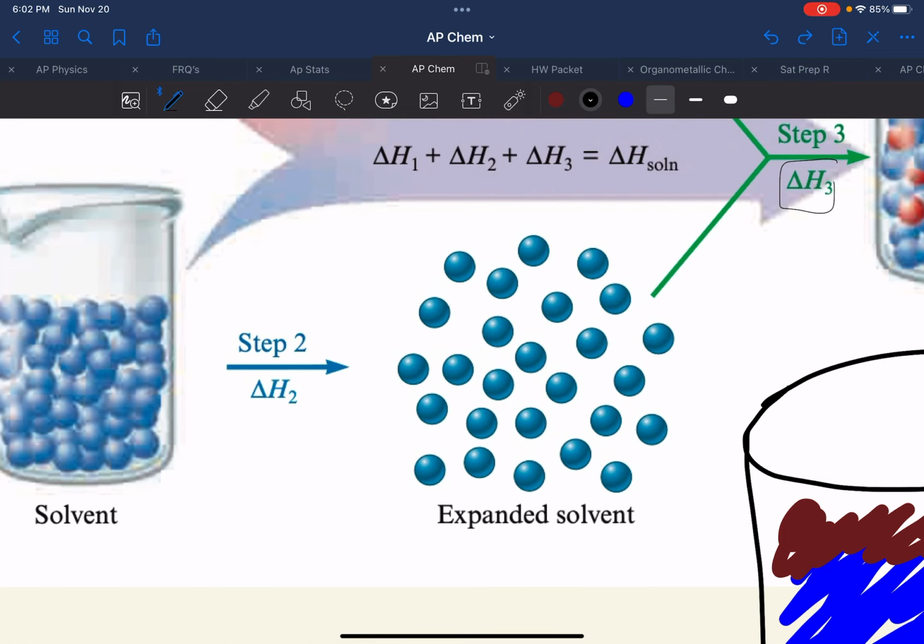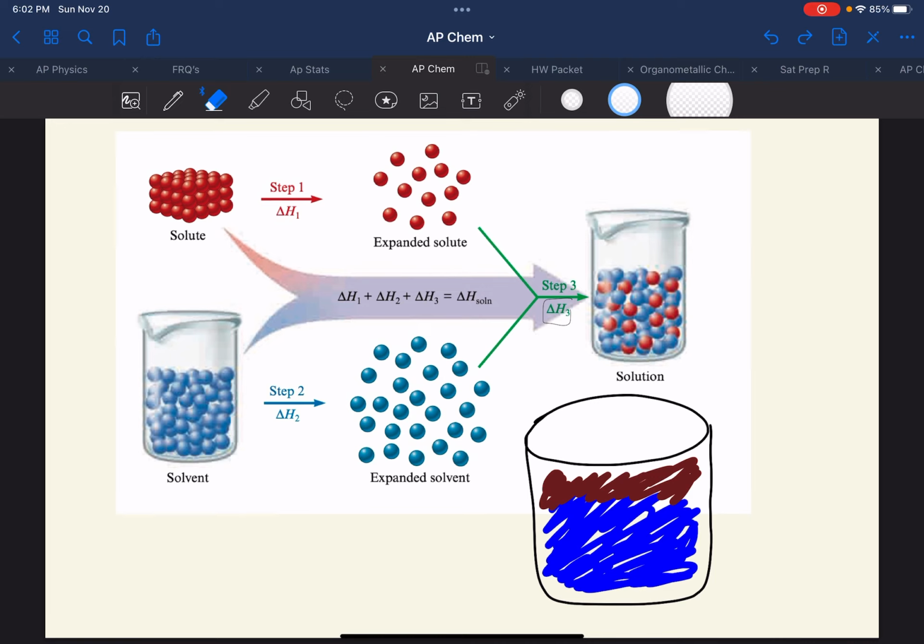So typically, let's say you're asked about a mixture of oil and water, and the solvent is water, you'll see a significant energy difference in the water, so the delta H2, versus the oil, because it doesn't have as much energy and it doesn't have as much strength. So, concluding that our delta H of solution, which is the sum of these terms, will be large and positive because of these two terms.